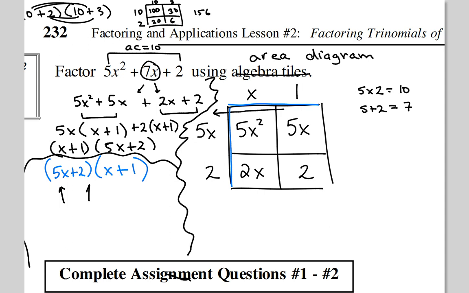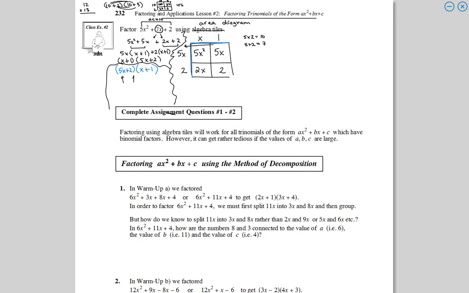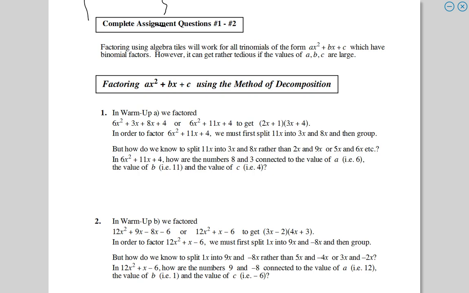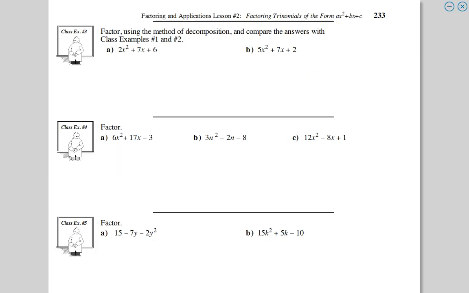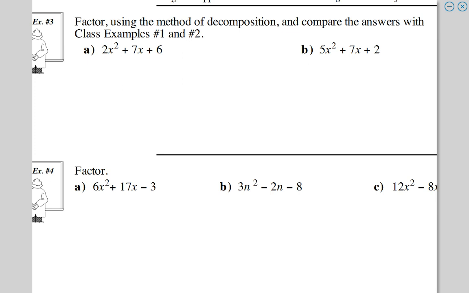Okay, so which one do you guys want me to stick with? This stuff or the box? 1 or 2? 1? Okay. We are a democracy in here. Yeah, that's called method of decomposition, and that's what the book does, and that's what I'll do for you guys. And personally, nowadays, I use the box. But it's up to you guys.